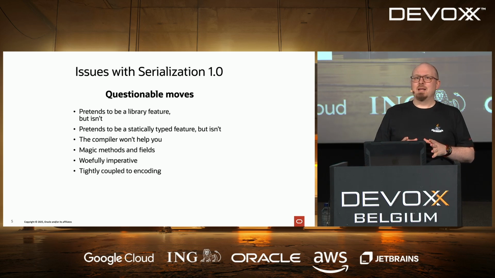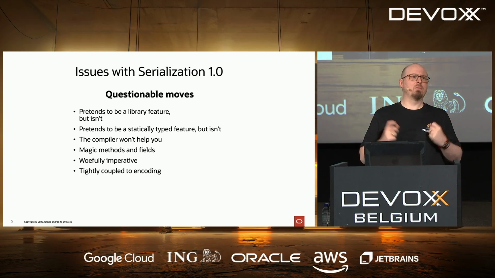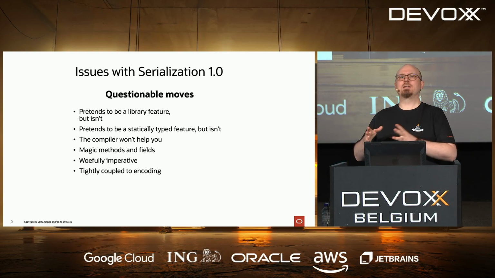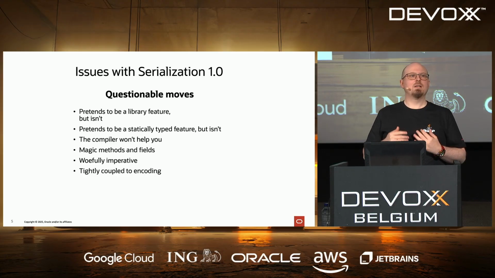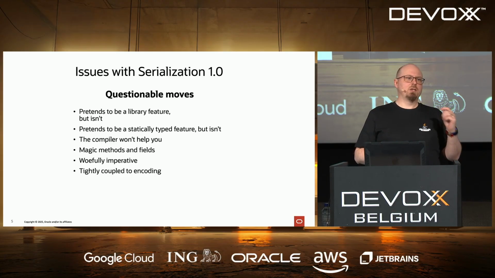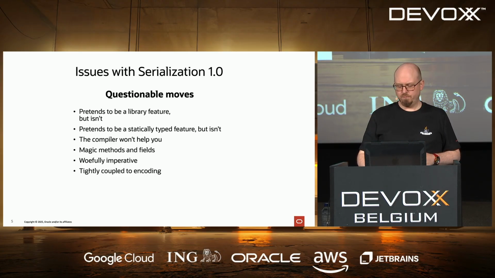Since you're dealing with these streams, you have a tight coupling with the actual underlying representation, what actually ends up being the serialized payload. You can't necessarily switch that out for something else. So if you wanted your serialized representation to be JSON or XML or Proto or whatever it might be, you are sort of locked into a single representation.